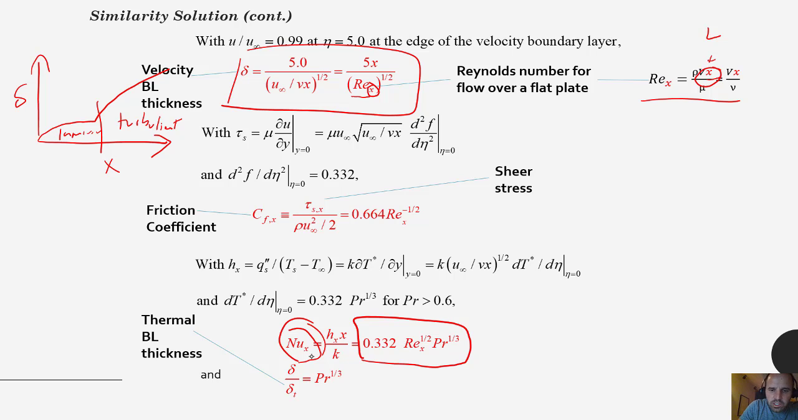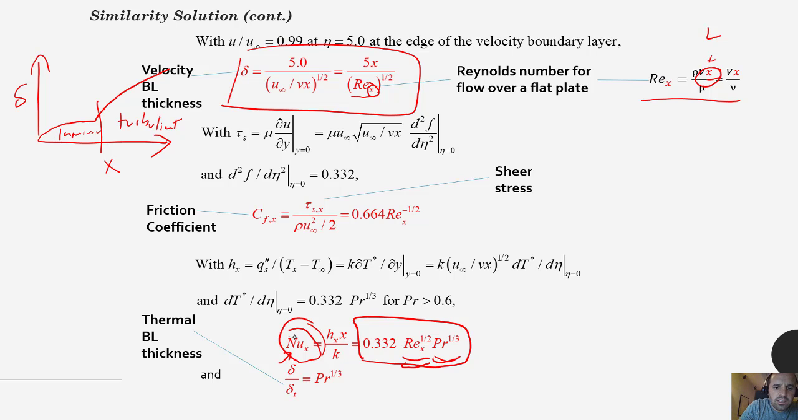This particular correlation is a function of the Reynolds number and the Prandtl number, as we discussed earlier. You would basically look up the Prandtl number for the fluid, you would calculate the Reynolds number, you would plug and chug. So this is a plug and chug type of endeavor once you've figured out the right correlation to use, and that gives you Nusselt number.